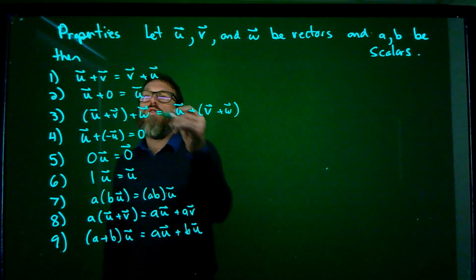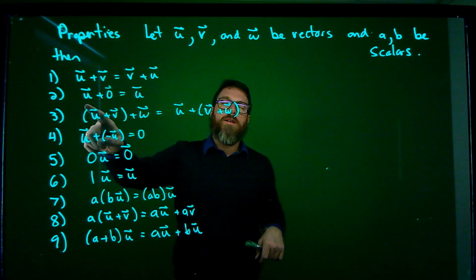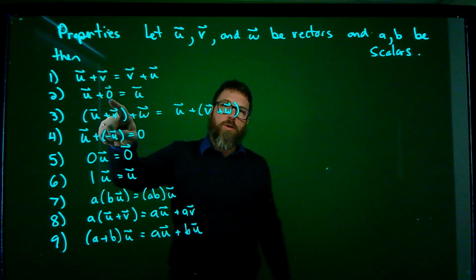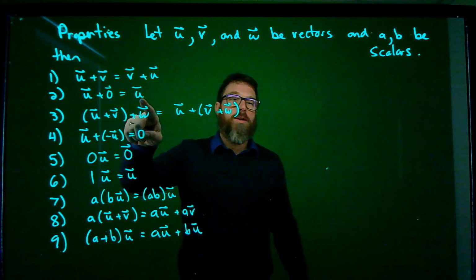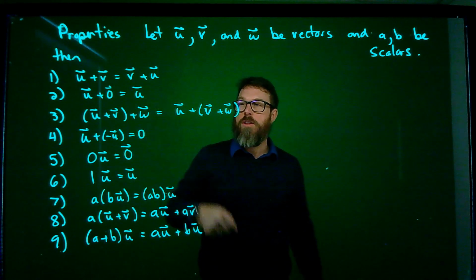So if I do u plus the 0 vector, say u1 comma u2 plus 0 comma 0, well, we know when we add the corresponding components, you're just going to get u1 plus 0, u2 plus 0, or just u1, u2, so it's just going to be u.